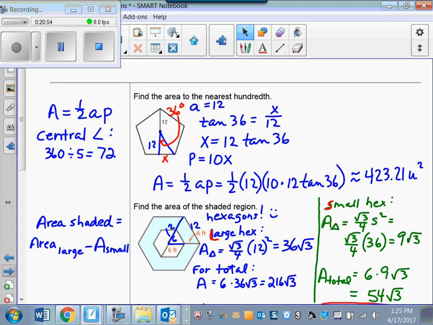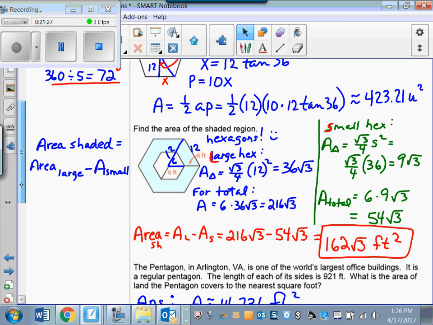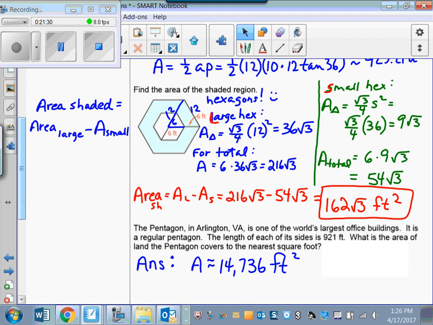All right, we got a pentagon, so I did the steps where number 1 is I find out what the measure of the central angle is. It's 360 divided by 5, so 72 degrees. And of course in my little triangle I'm only using half that, so the angle that I'm looking at is 36 degrees. I find the side length by using trig, and then I plug it all into my formula. Area is 1/2 apothem times perimeter, and I got about 423.21 square units.